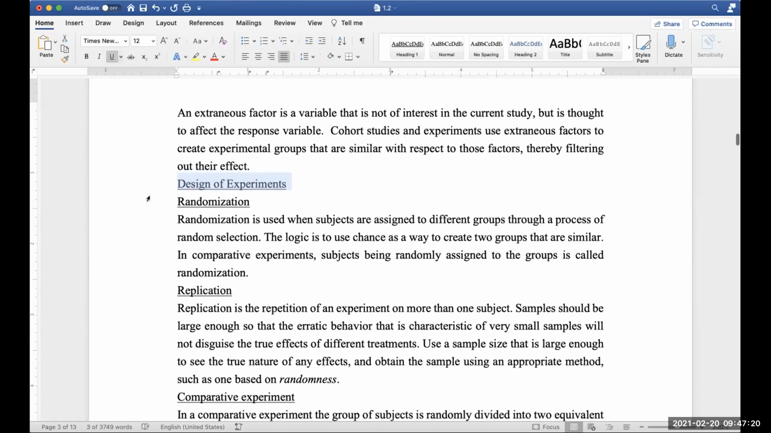Let me go over how to design experiments. Randomization is one technique that is used in the design of experiments. Randomization is used when the subjects are assigned to different groups through a process of random selection. We create groups using some chance method to determine these groups. So in comparative experiments, subjects are assigned to groups randomly, and this is called randomization.